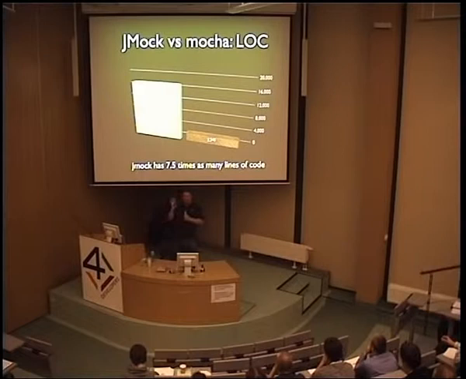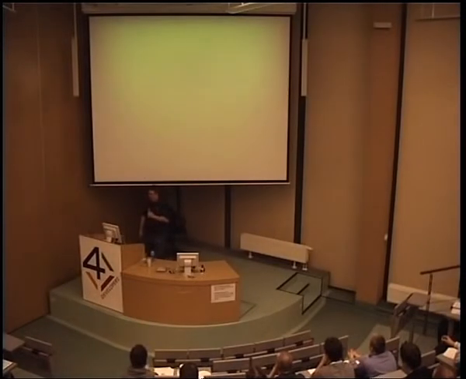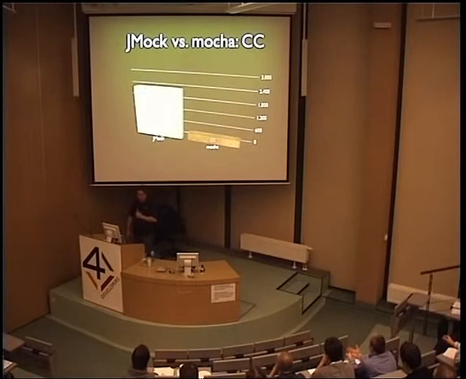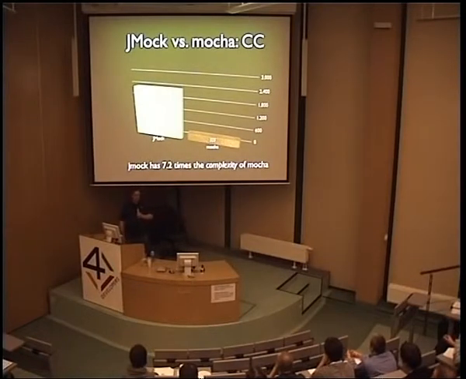But you say, well, lines of code, that's not a very good metric. Lines of code is kind of a crummy metric. So let's do psychometric complexity, which is a little better metric. And it turns out, remarkably similar: psychometric complexity for JMock is 2,349 and is 323 for Mocha. So JMock has 7.2 times the complexity of Mocha.